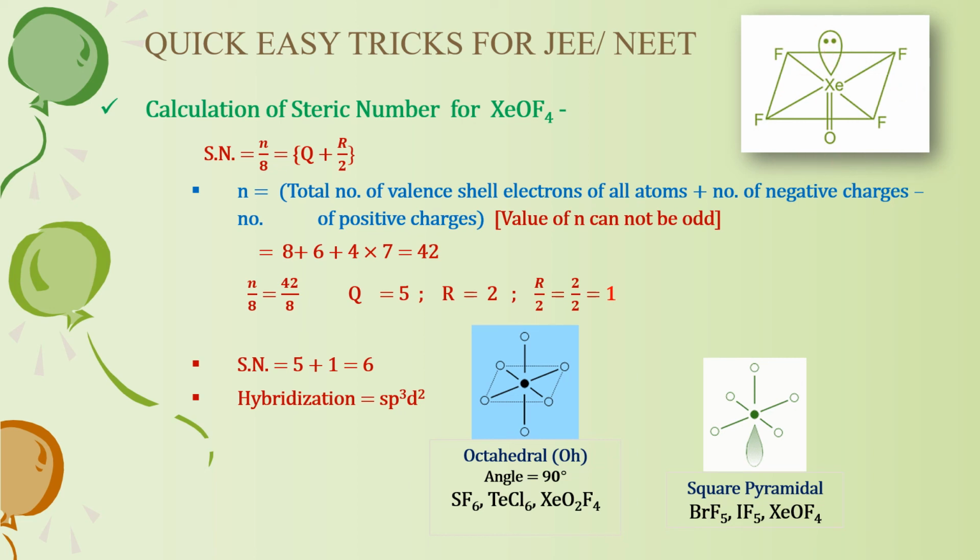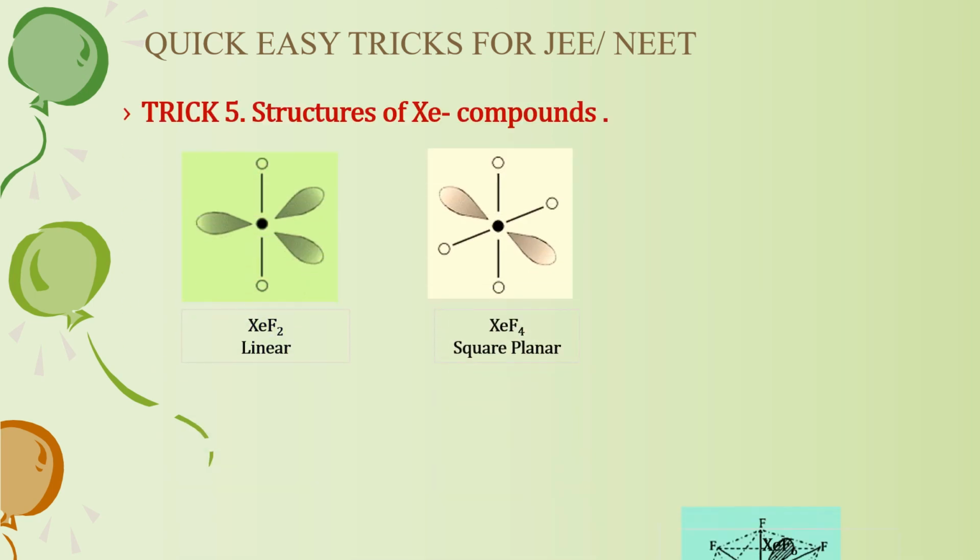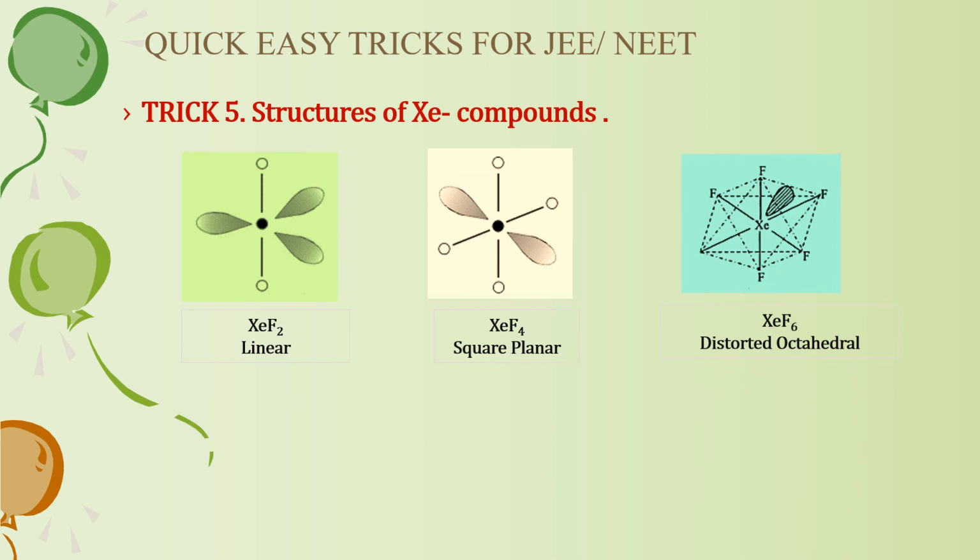Perfectly clear? Good. So now let us look at the fluorides of xenon: XeF2, XeF4, and XeF6. I have drawn all the structures for you. The shape is linear for XeF2, XeF4 is square planar, and XeF6 is distorted octahedral. I would like you all to find out the steric number by the formula that I have told you, and find out the hybridization, the geometry, and the shape of the molecules yourself.